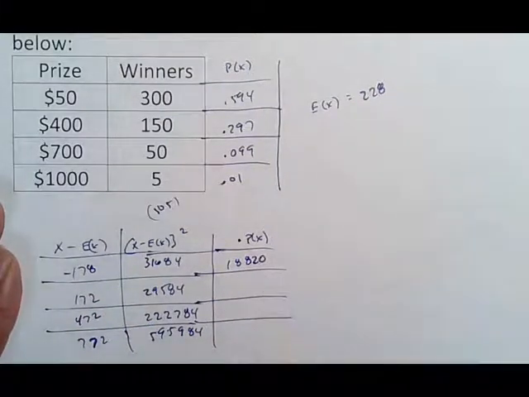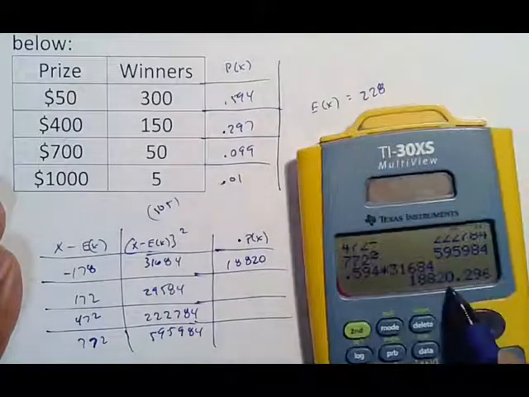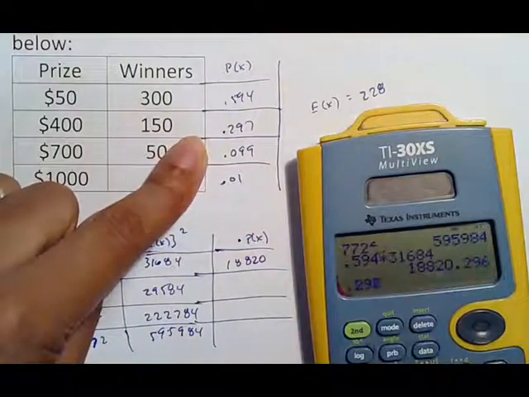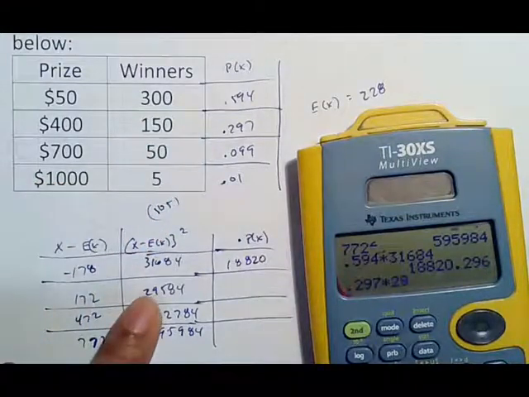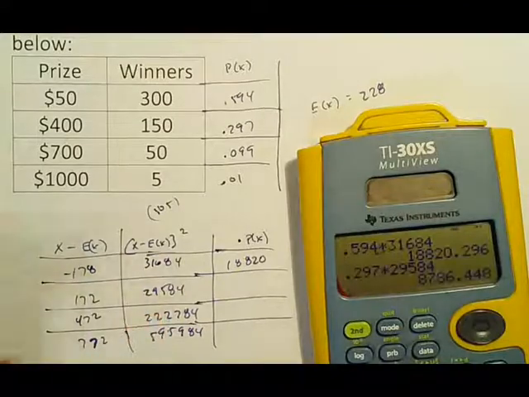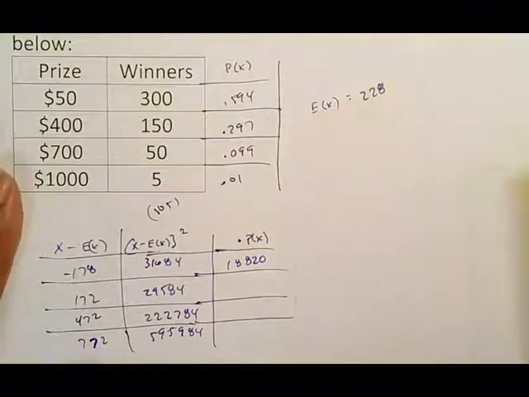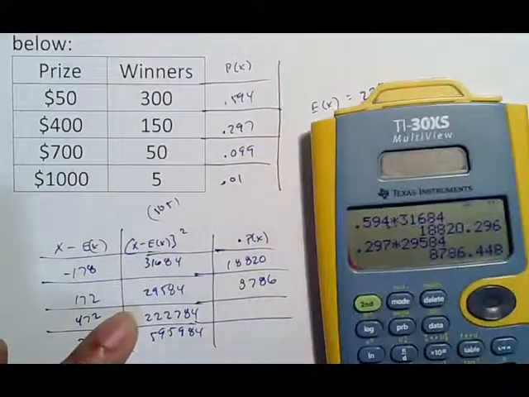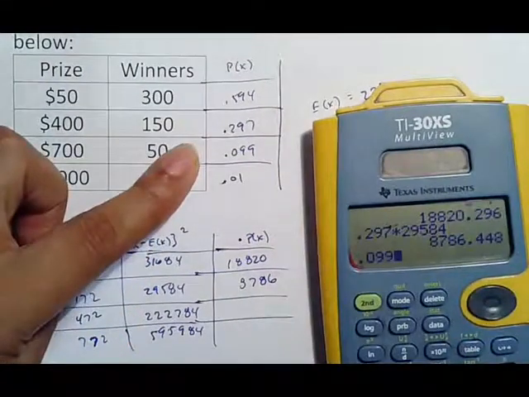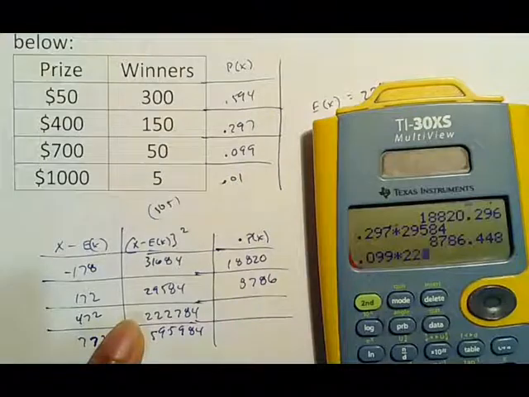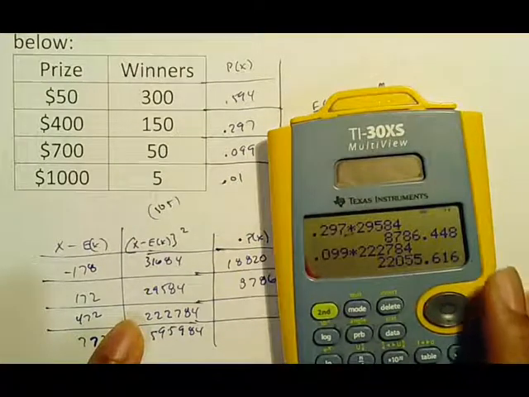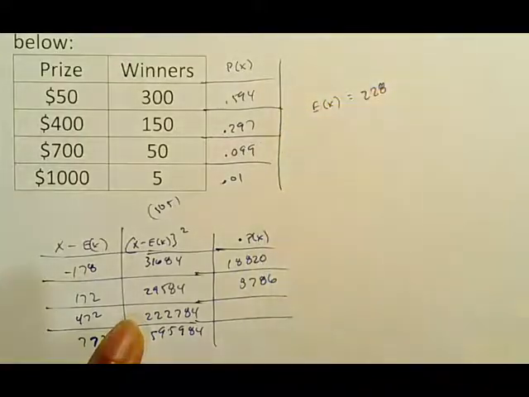So be sure to round the whole number up if necessary. And then 0.297 times 29584. Again, just be careful you're typing everything right. 8786. 0.099 times 222784 gives me 22056.